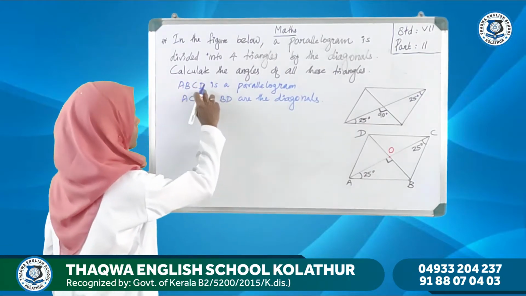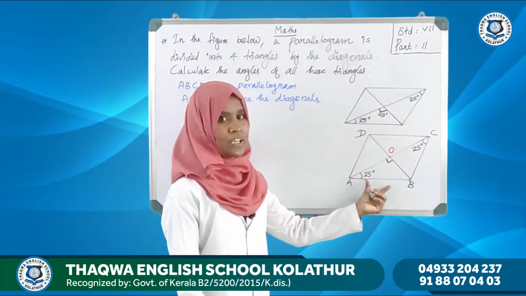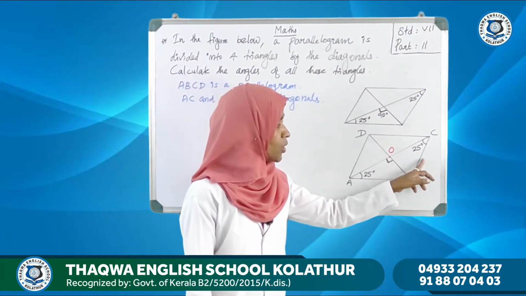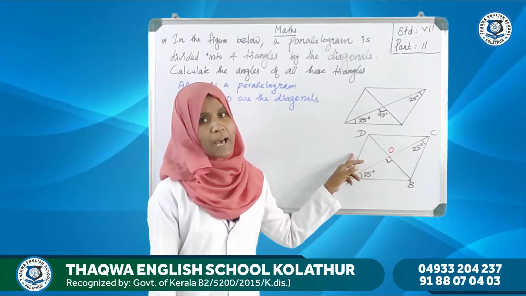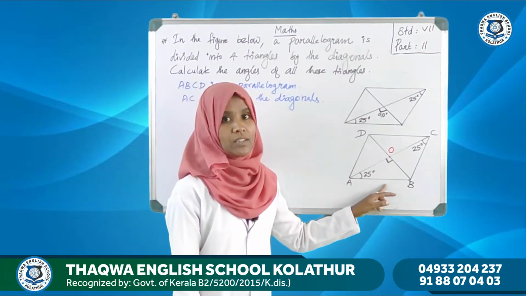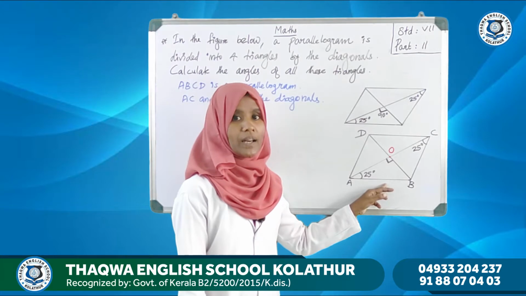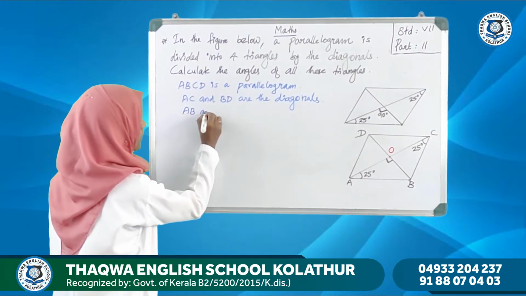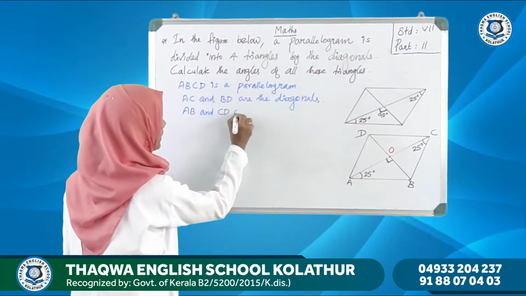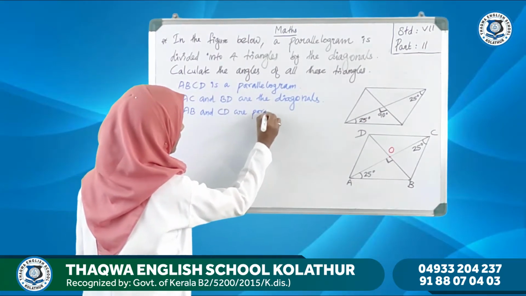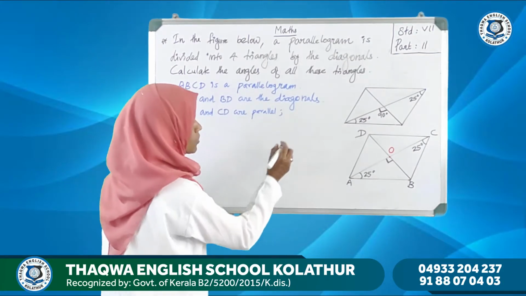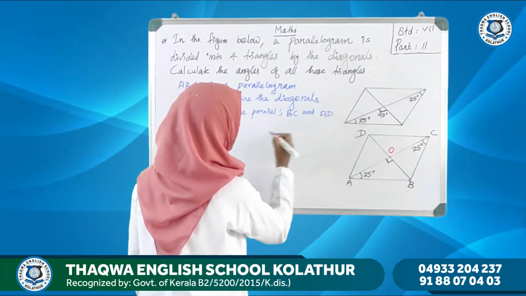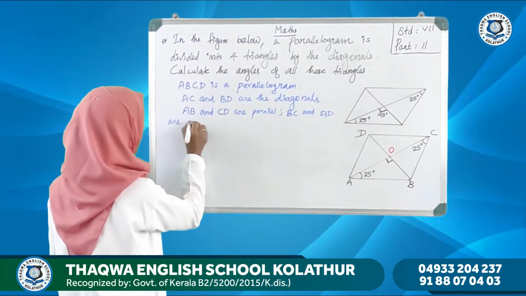Now, ABCD is a parallelogram. We can write AB and CD are parallel, and also BC and AD are parallel. That is, the opposite sides of a parallelogram are parallel. Now we can write AB and CD are parallel, and also BC and AD are parallel.